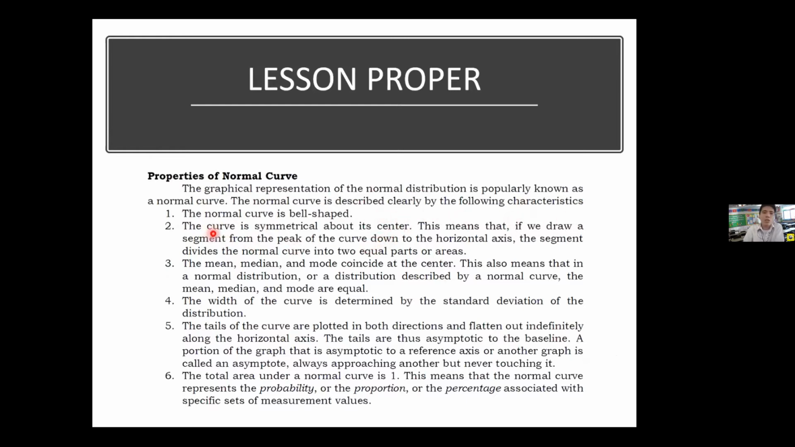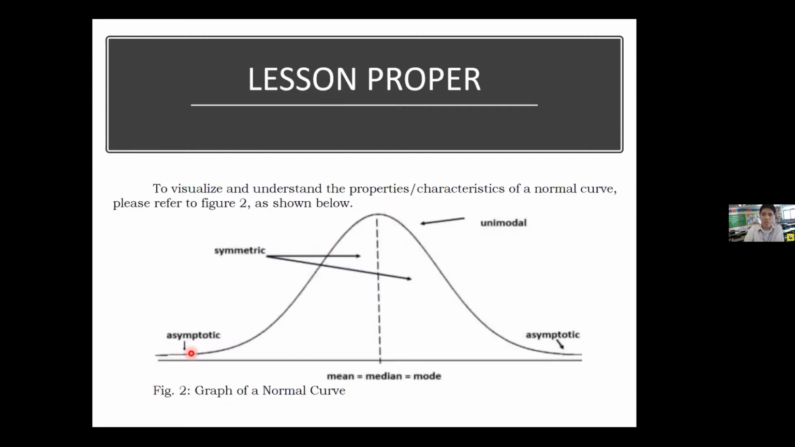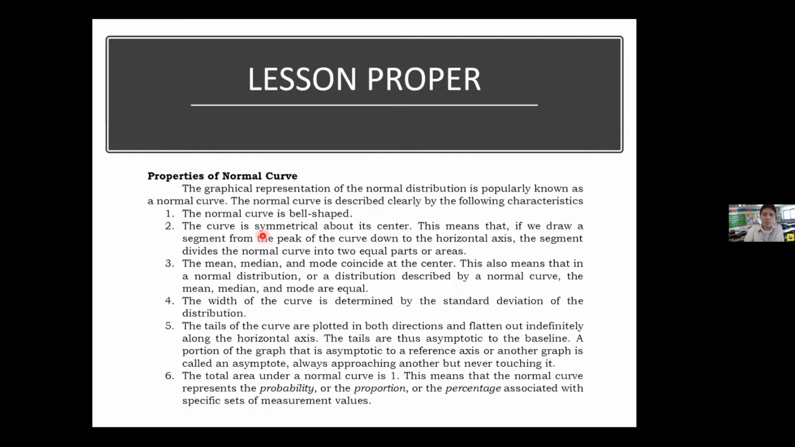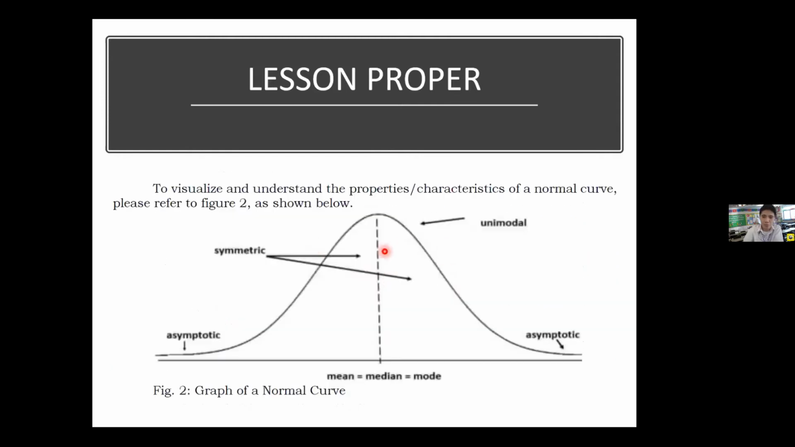First, the normal curve is a bell shape. Mura siya bell. So, kung naanay gunitanan diri sa taas, mura siya bell. Next, the curve is symmetrical about its center. This means that if we draw a segment from the peak, symmetrical siya. So, ang center nimo is kung unsay makita nimo sa right, mao pud makita nimo sa left. Mura siya sa amin, ni-reflect lang ang itsura.